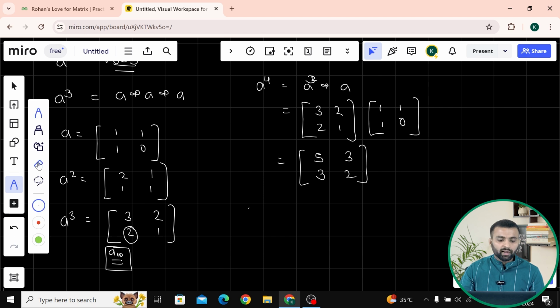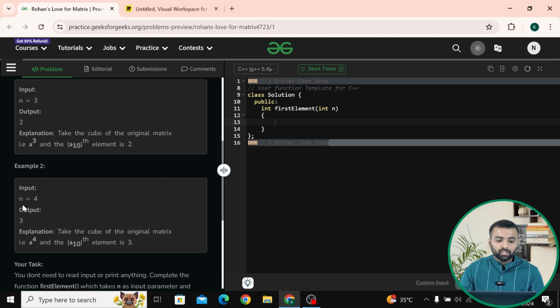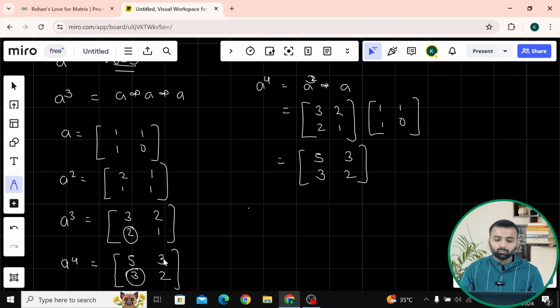So let me write here A to the power 4. So A to the power 4 is 5, 3, 3, 2. So we have to return this value, which is 3. If you see here, when n equal to 4, our output is 3. So this is my output.